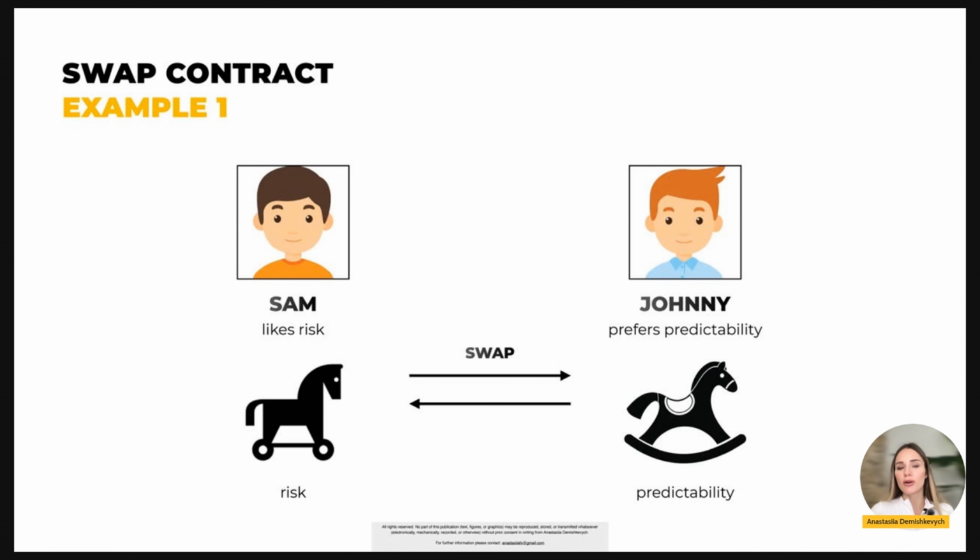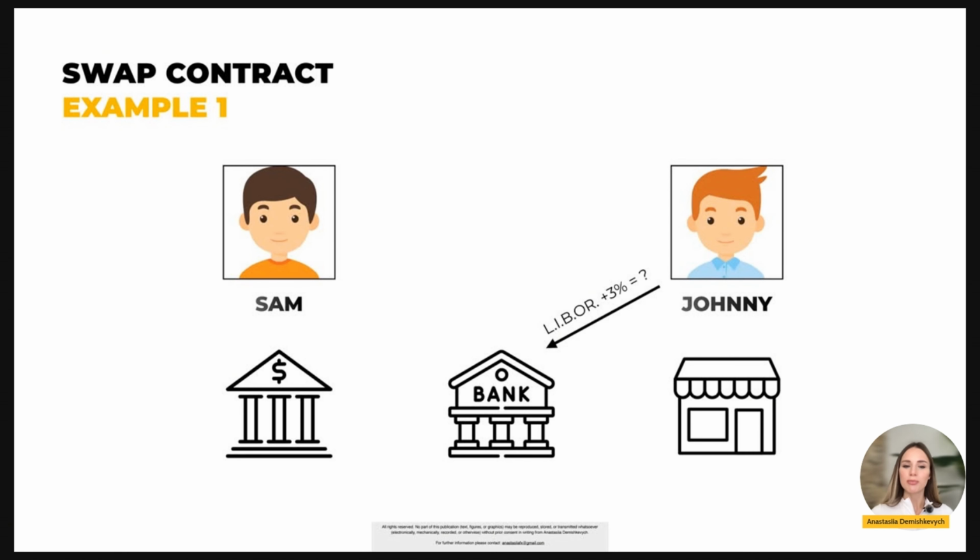Hence, the boys found a solution. They swapped horses to meet each other's character needs. In this swap, Sam has assumed the risk, while Johnny has exchanged uncertainty for stability. This fundamental exchange, risk for predictability, is the core principle behind all swaps in the financial system. Years passed, Sam and Johnny grew up, but some things stayed the same. Sam is still the risk taker, and Johnny still prefers to bet on stability.